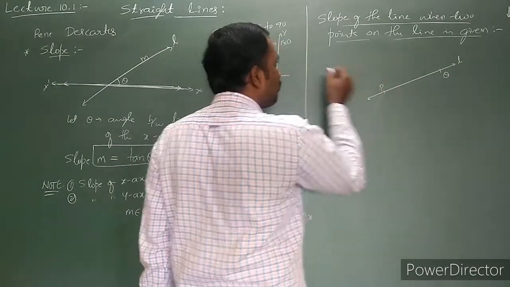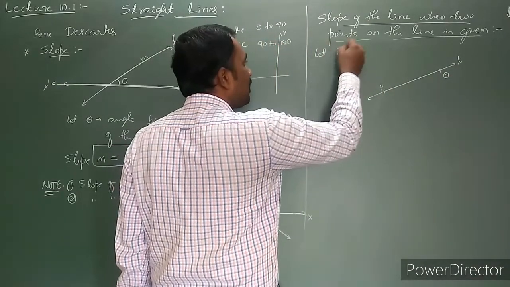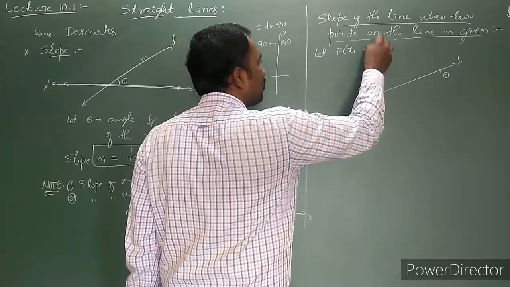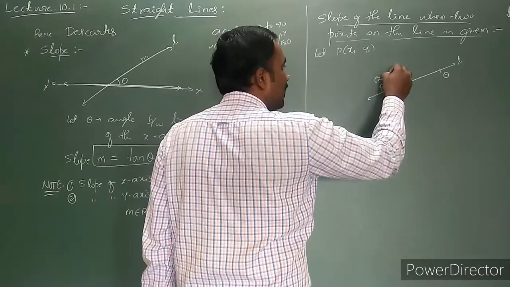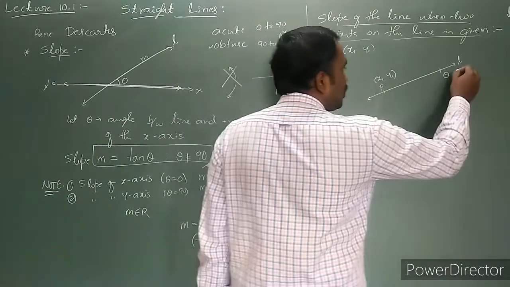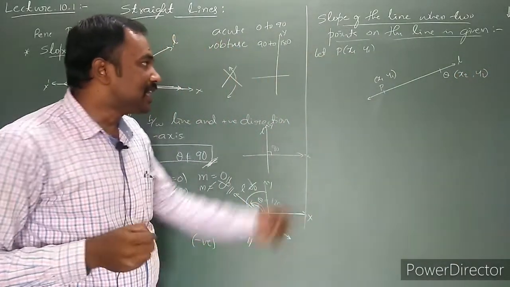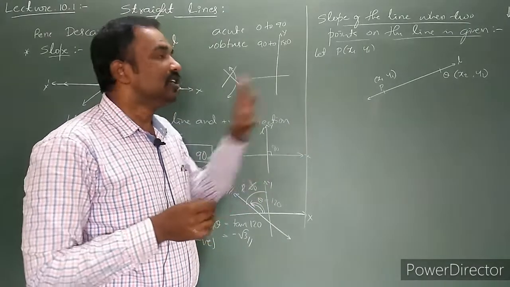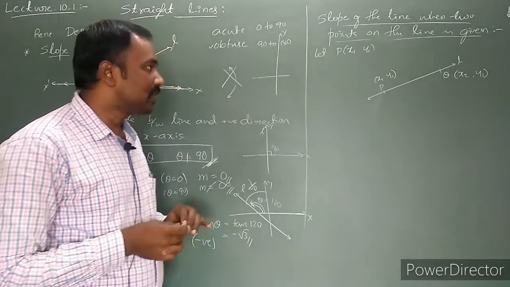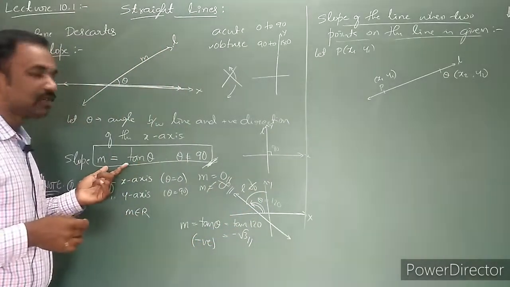What is the coordinate of P? I just write the coordinate of P. P having the coordinate x1 comma y1, or write it here x1 comma y1. Q having the coordinate x2 comma y2. In that case, how to find the slope of the line? Yes, I just use the same condition only.